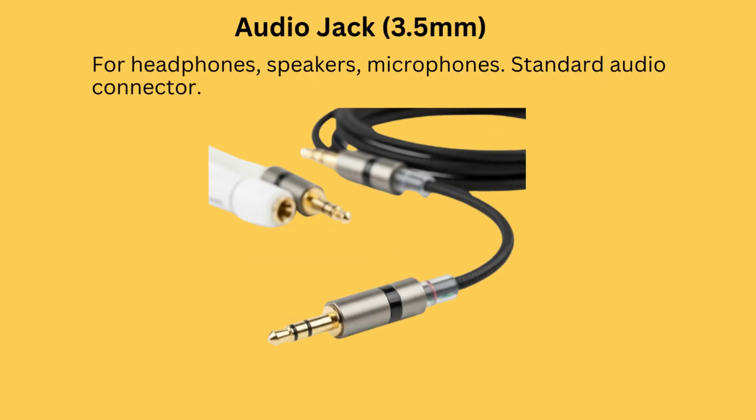In the video you can see there is the audio jack, 3.5 mm. The audio jack, also called the 3.5 mm port, is used when we plug in headphones, earphones or speakers. It's a small round hole you can find on your computer, phones and music players. Through this port, sound travels from your devices to your ears. Even though many new phones are removing it, the 3.5 mm jack is still very common and useful for listening to music or recording with a microphone.